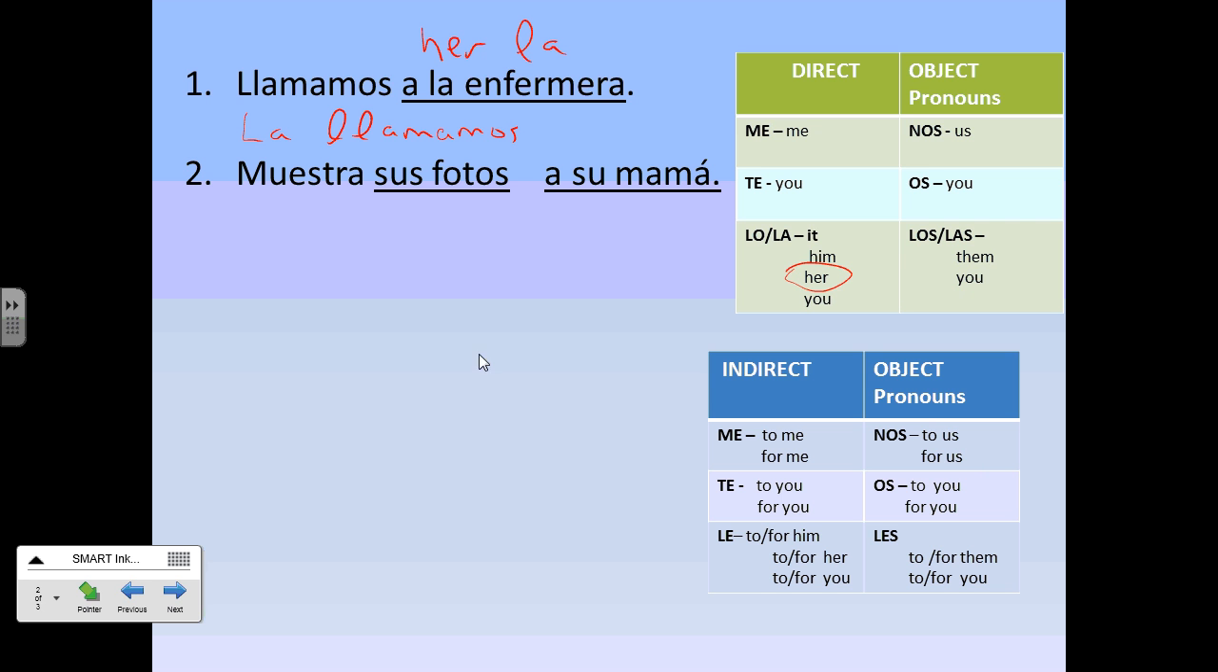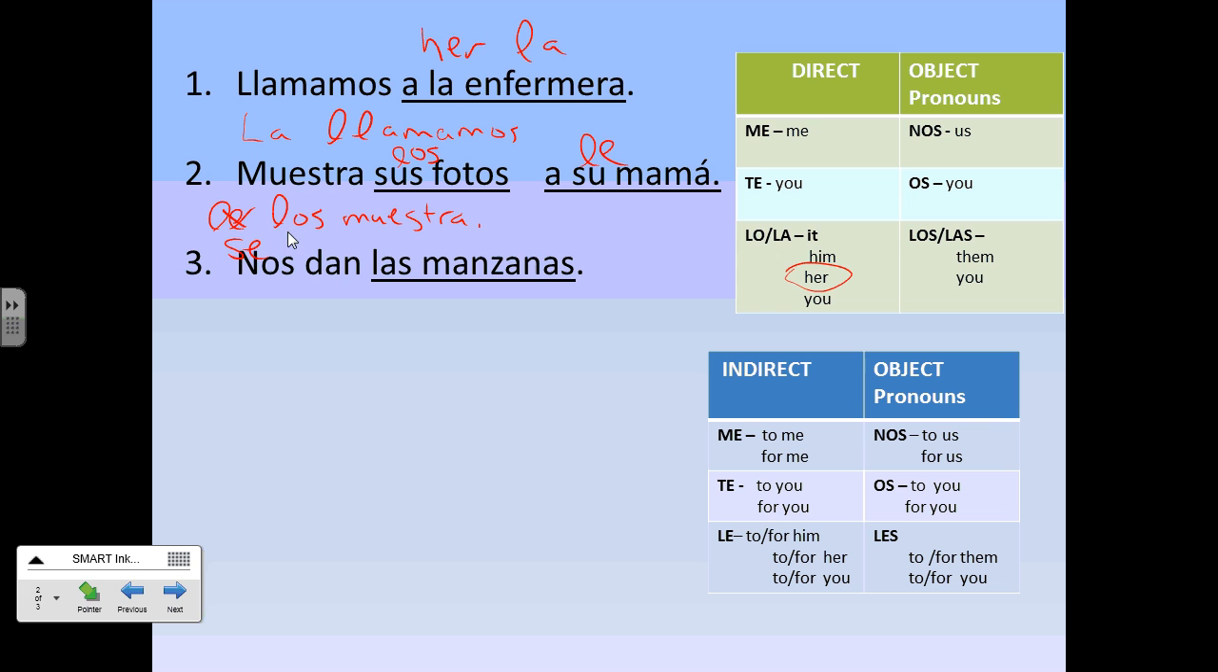The next one. Muestra sus fotos a su mamá. In this situation, you're going to pause it, and then come back. Sus fotos is the direct. A su mamá is the indirect. Okay. You rewrite it. Le los muestra. Can't say le los in Mexico. So it's se los. Number 3.